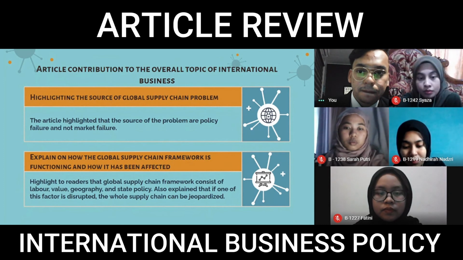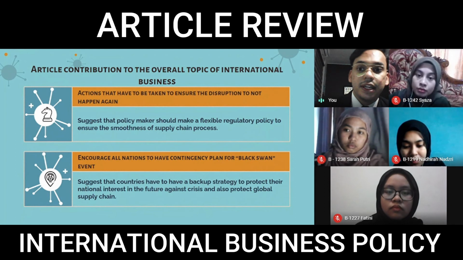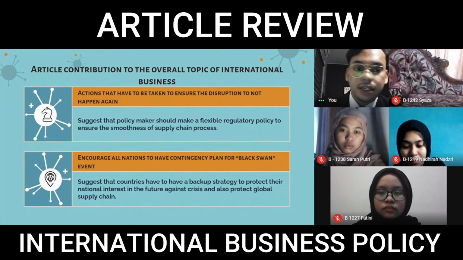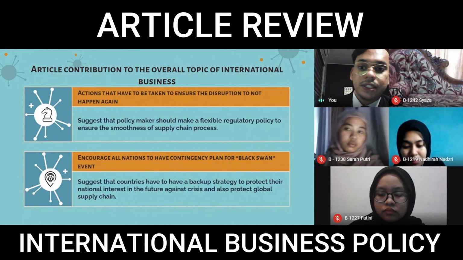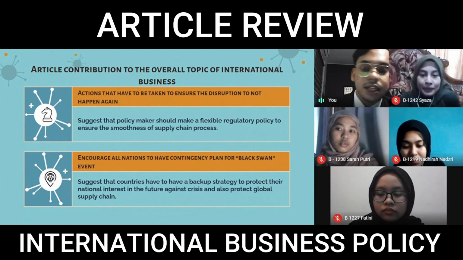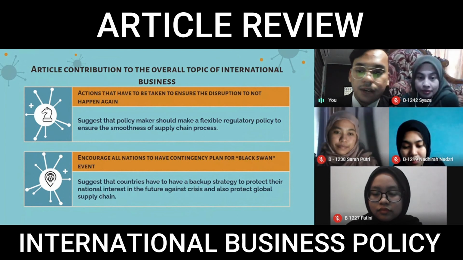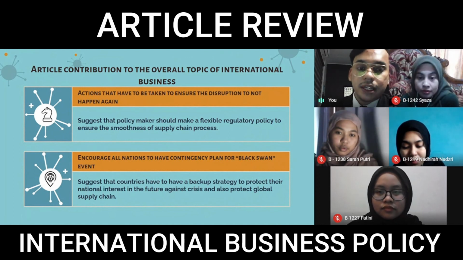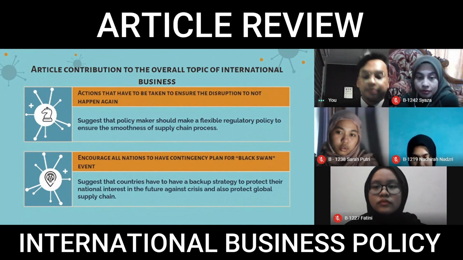Next. The article has suggested actions that can and have to be taken to ensure the disruption of the global supply chain does not happen again. The article suggests that policymakers should make a flexible regulatory policy to ensure the smoothness of the supply chain process. And last but not least, the article encourages all nations to have a contingency plan for black swan events, which means the country has to have a backup strategy to protect its national interests in the future against crisis and also protect the global supply chain.